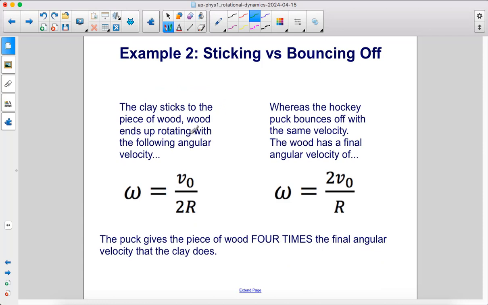The clay sticks to the piece of wood. The wood ends up rotating with the angular velocity v naught over 2r, whereas the hockey puck bounces off with the same velocity. The wood has a final angular velocity of 2 v naught over r. The puck gives the wood 4 times the final angular velocity than the clay does.